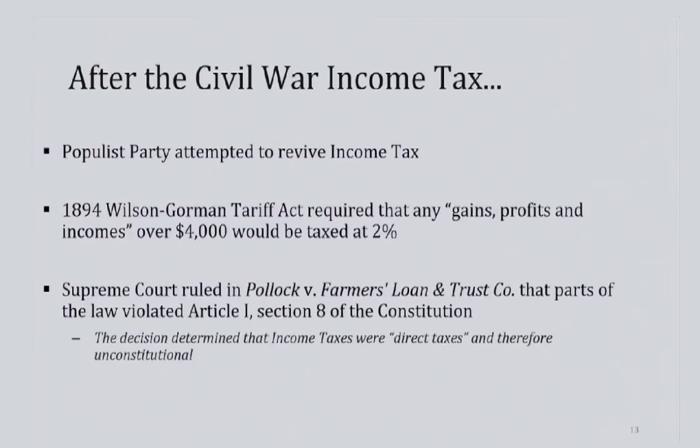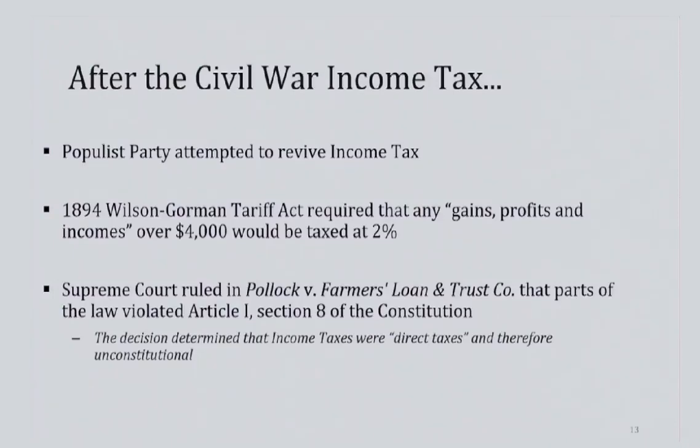The idea of income taxes definitely did not disappear in 1872. In fact, the Populist Party sought to implement a graduated income tax in its 1892 party platform. The Revenue Act, or the Wilson-Gorman Tariff Act, reduced tariffs and imposed a 2% income tax on income over $4,000.